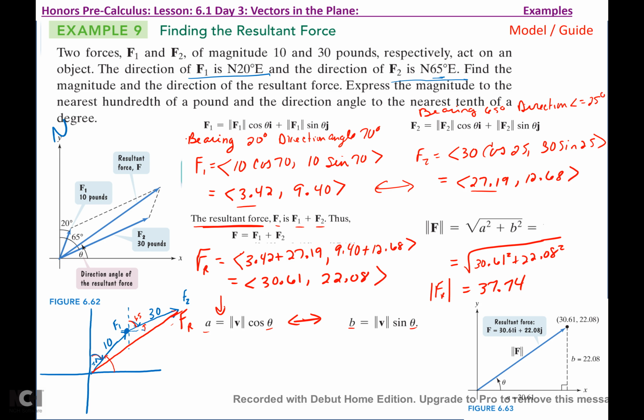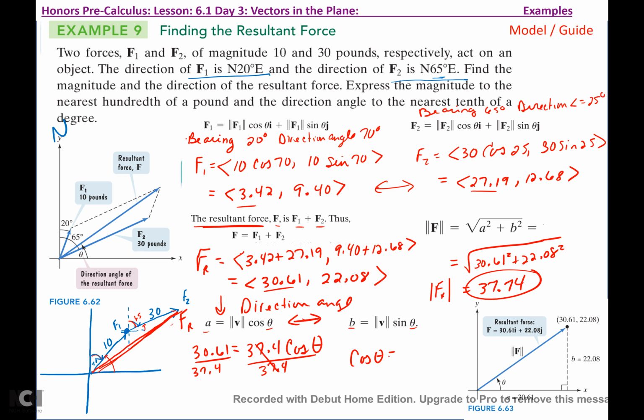So I did this one. So I said the A coordinate, 30.61, has to equal the magnitude of V, which, that's what we found right here, so that's 37.74 times cosine of theta, which is what I'm looking for. I'm looking for the direction angle of this vector, the resultant vector, okay? So divide by 37.74, divide by 37.74, I get cosine theta equals 0.811075, blah, blah, blah. Arccos both sides, and you get theta equals 35.8 degrees.